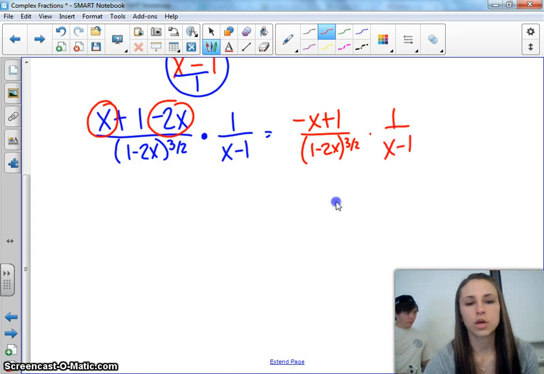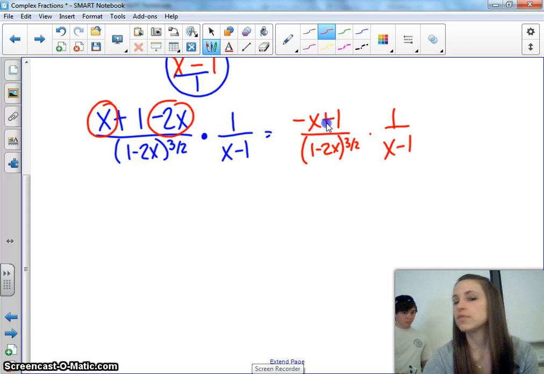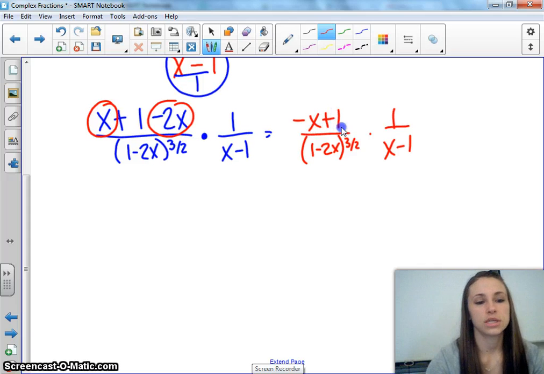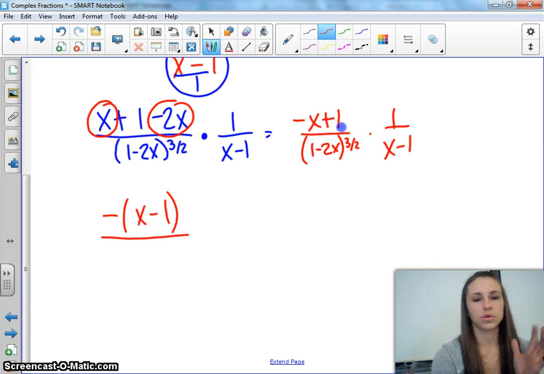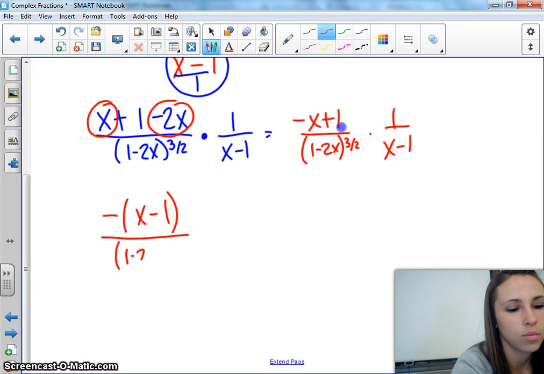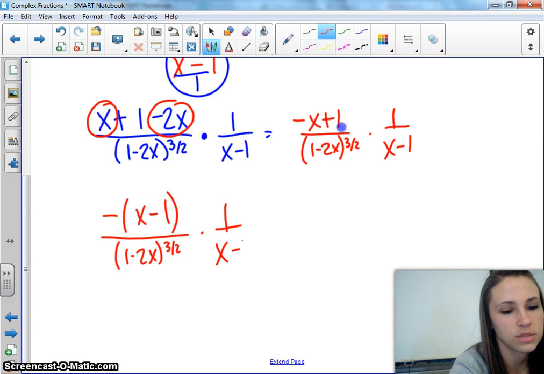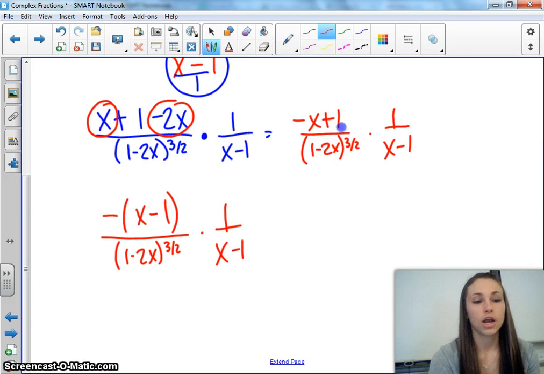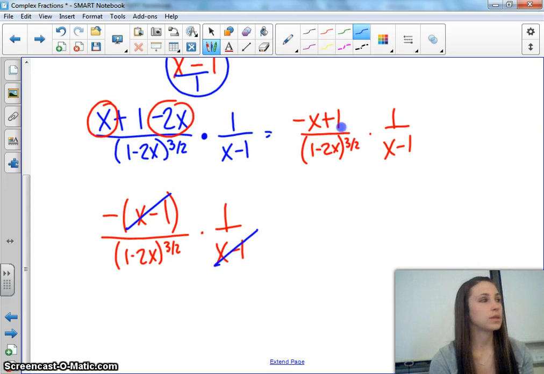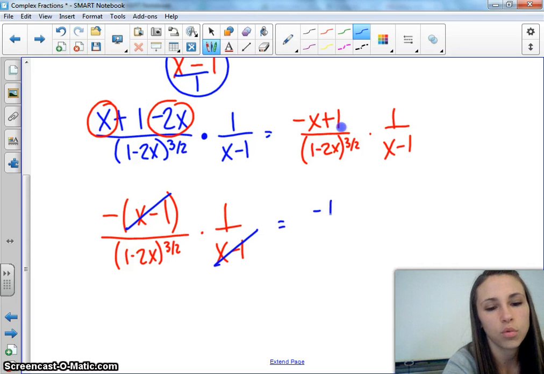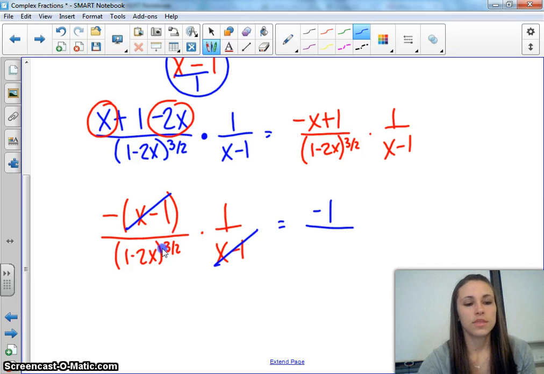And then I'm going to take out a GCF. Andrew, get the door. I'm going to take out a GCF in the top here. So that's a negative, and I get negative, parentheses, x minus 1, over (1 minus 2x) to the 3/2 times 1 over x minus 1. Then my x minus 1's are going to cancel out. So I'm just left with negative 1 over (1 minus 2x) to the 3/2.